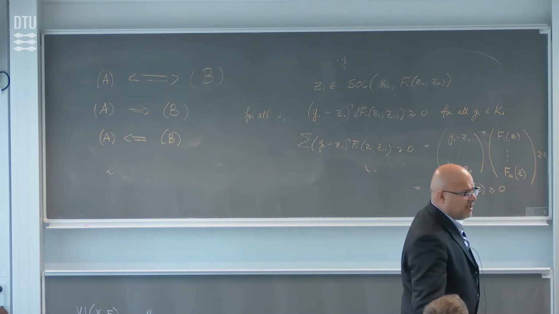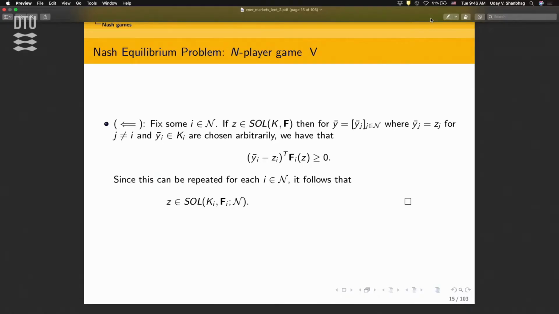So fix an i. Now what do we need to show? We need to show that for any arbitrary i, if I've got a solution to VI(K, F), I find that z_i is also an optimal solution to this VI. So I'm going to fix an arbitrary i, because for an arbitrary i this works, it works for any i that I've chosen, right? Fix an arbitrary i.